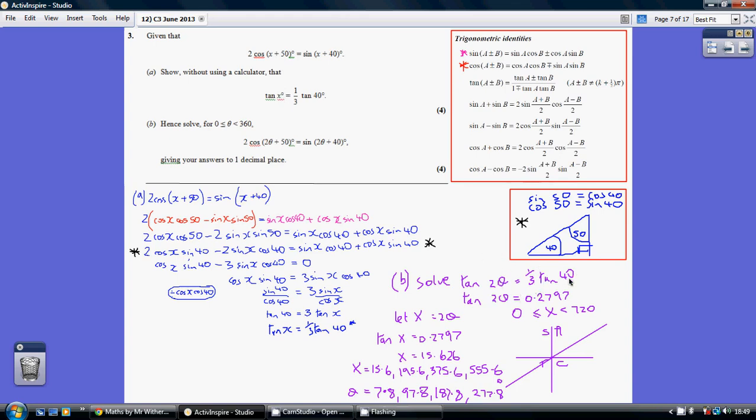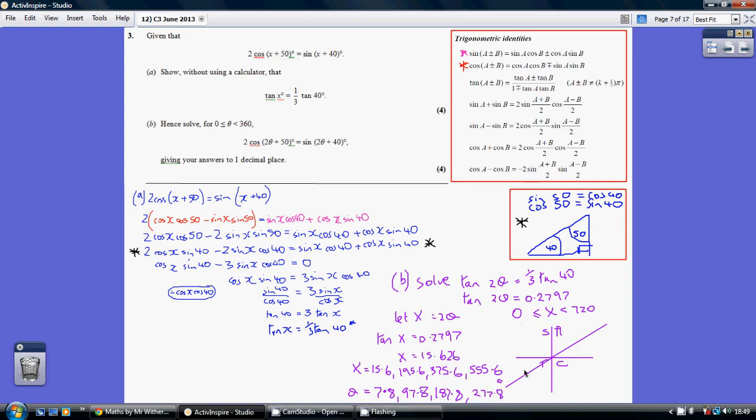The right hand side we can solve using our calculator. We get this. Now using our C2 skills, just be careful you pick up all the values. So let capital X equal 2 theta, and therefore change your boundaries, your limits, from 0 to 360 to twice this, 0 to 720. So we're going to solve tan X equaling 0.2797. We inverse tan this to get our first solution of 15.626.